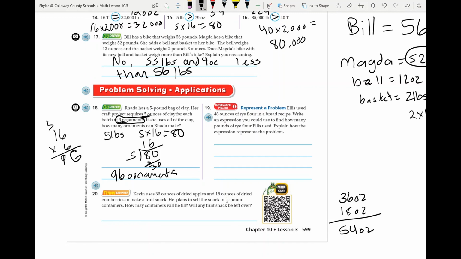Number 19, Ellis used 48 ounces of rye. You need to see how many pounds. Well, 48 ounces divided by 16 equals, that's right, 3 pounds. So that would be your expression.